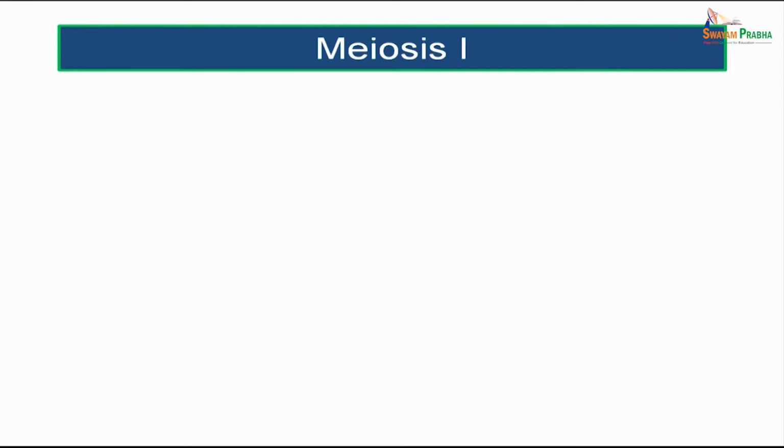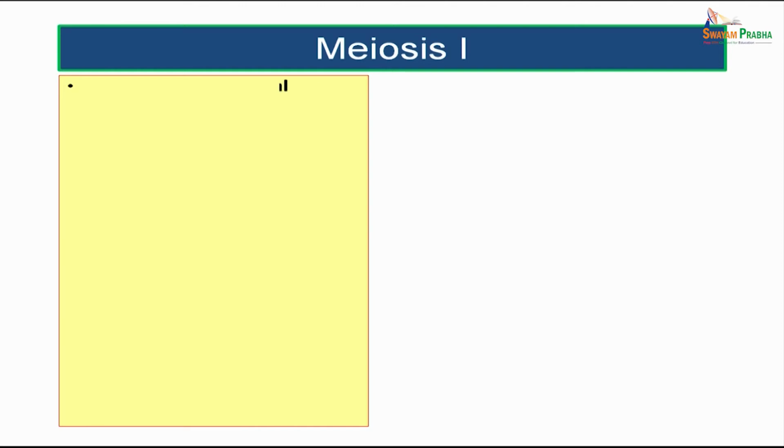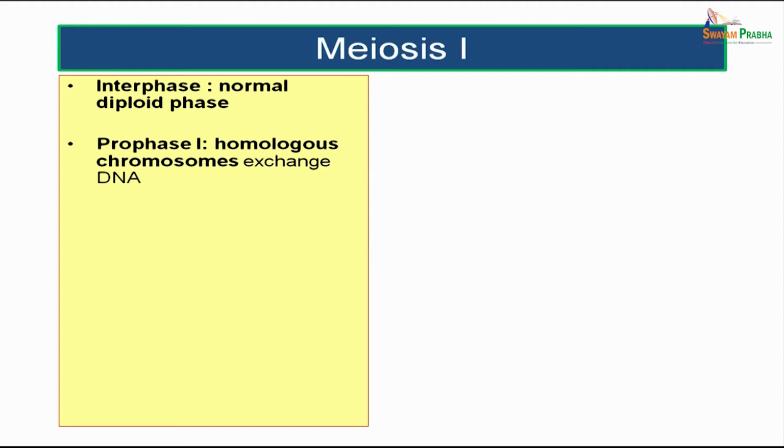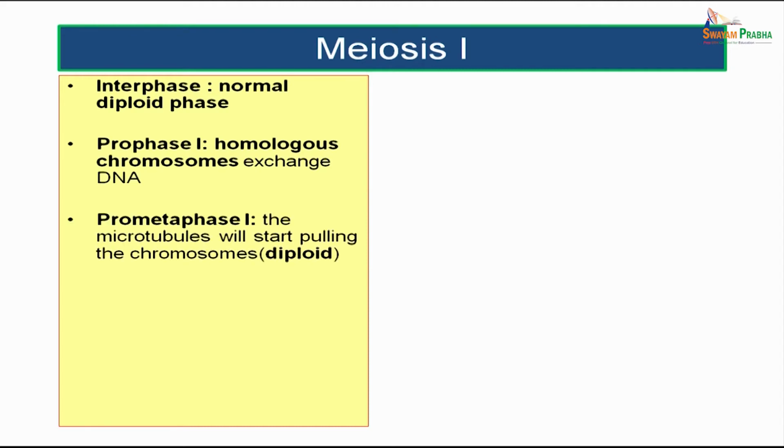So, let us have a quick recap about what is happening in meiosis 1 and what is happening in meiosis 2. In meiosis 1, it starts with interphase with the normal diploid number. The chromosome number will be diploid at this phase. Then it will enter the next phase known as prophase 1. We call it prophase 1 since it belongs to meiosis 1. In prophase 1, it is the time for the arrangement of the DNA as homologous chromosomes.